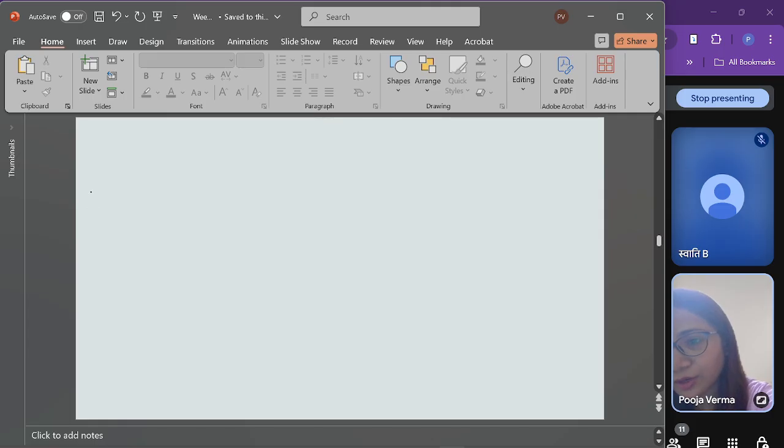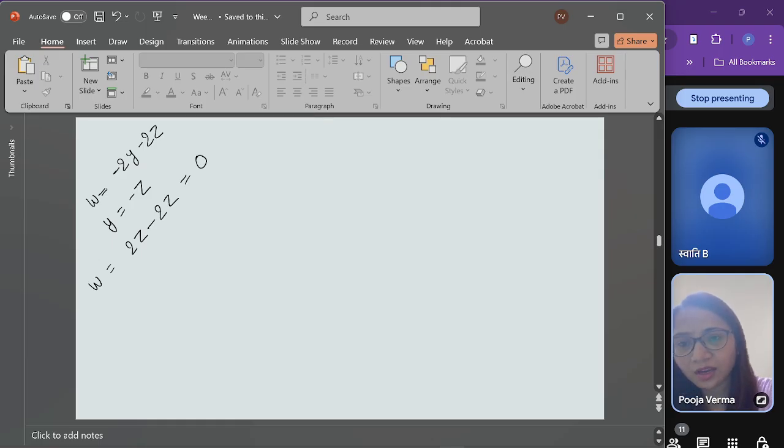Here we have already solved one place: w is equal to minus 2y minus 2z, right? And we have recently got y is equal to minus z. So you just put in this y is equal to minus z. So here you get 2z minus 2z. If you put it here, w is equal to 0, you will get, right? So now you have got w is equal to 0. So now what will be our null space vector?